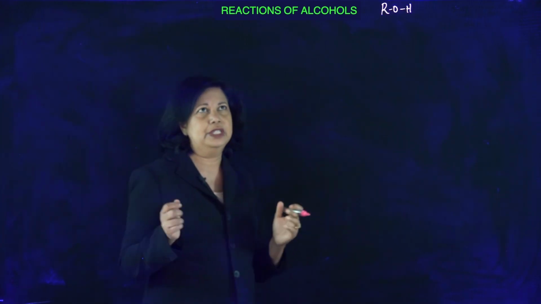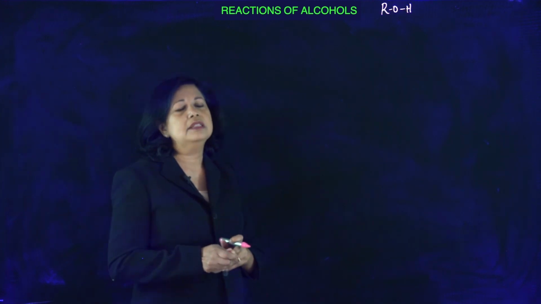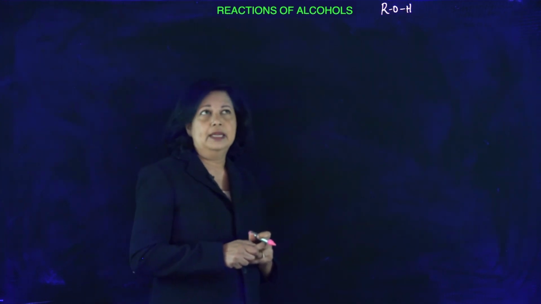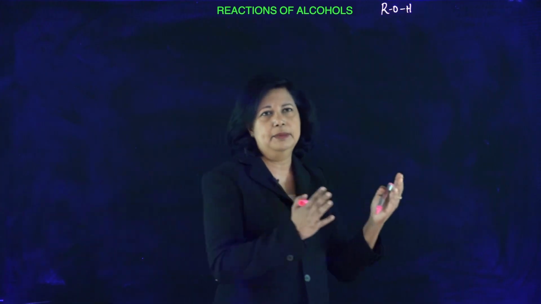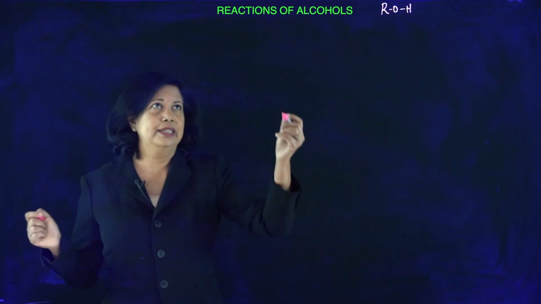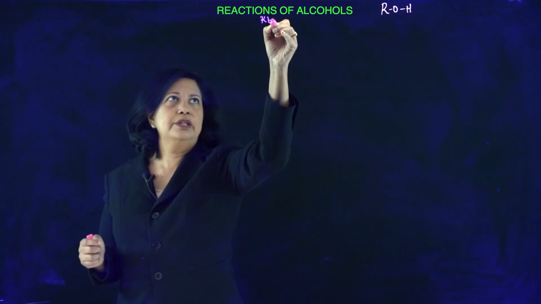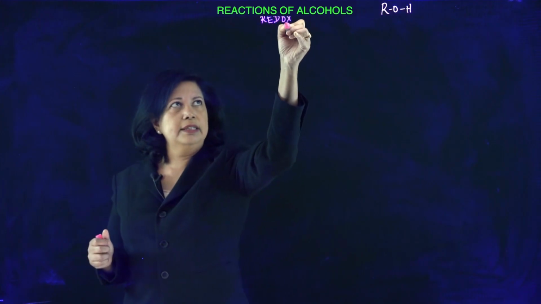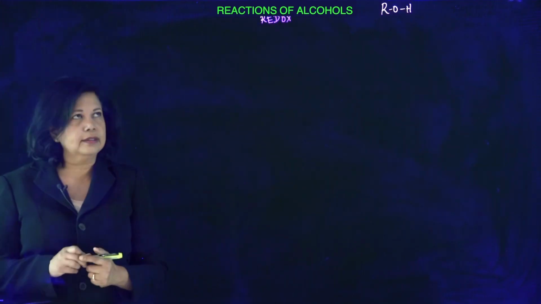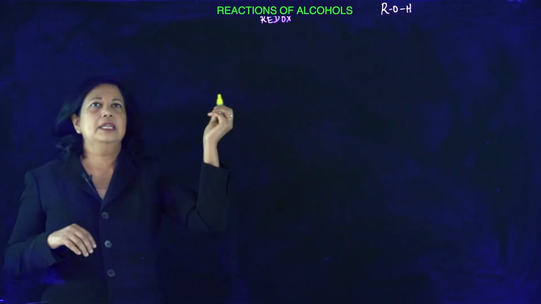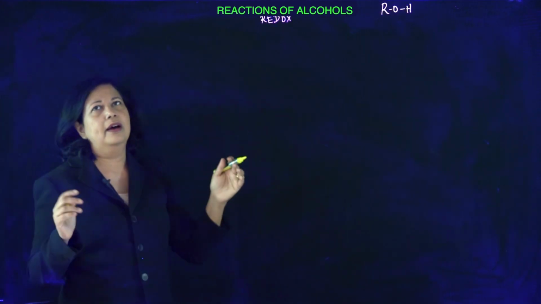We saw how to functionalize that. We made them into halogens. We can also oxidize them. We can reduce things to make them into alcohols, and that's what we're going to look at today. Let's look at some redox reactions, reduction and oxidation. So we talked a little bit about oxidation numbers from before, hopefully a lot.